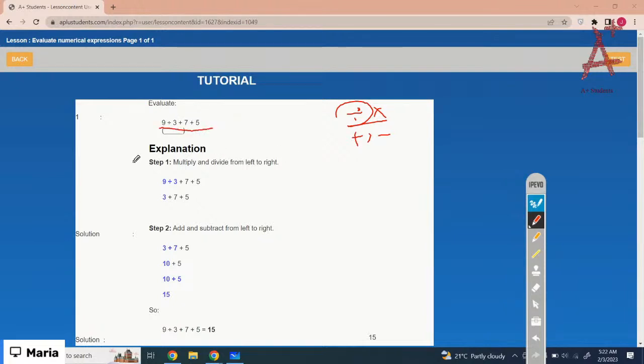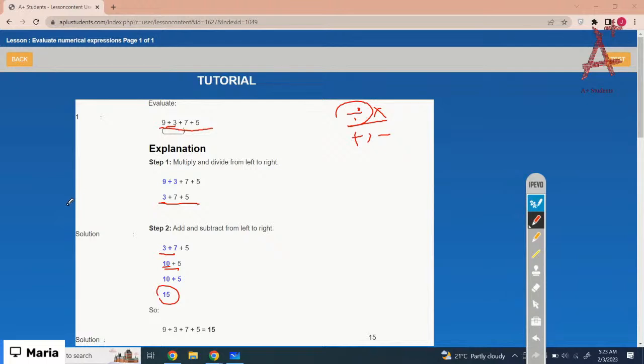Let's start with the example. 9 divided by 3 plus 7 plus 5. So you have to start from left to right. The first is 9 divided by 3. 9 divided by 3 is 3, because 3 times 3 is 9. Now add and subtract from left to right. So 3 plus 7 is 10. And then 10 plus 5 makes 15. Got it? So whatever the operations are, keep this point in your mind. You have to do division and multiplication first, but you have to do from left to right.